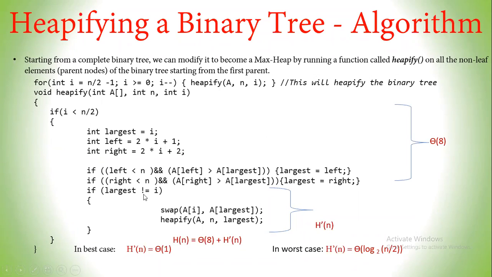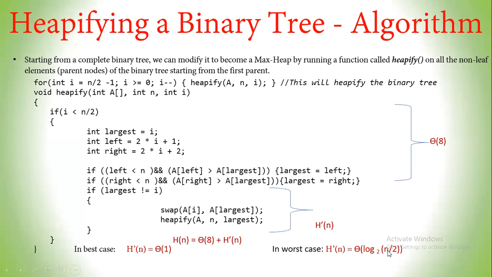For the best case, it is very easily understandable. The best case is largest equal i. Then none of this will be executed, so it is theta 1. And the worst case is when this is true, and this is true, then this swap operation will take place, and this heapify will take place. And this heapify has log 2 n by 2.